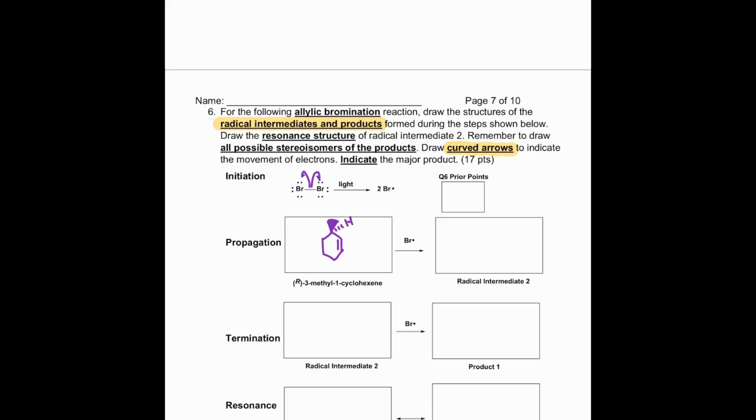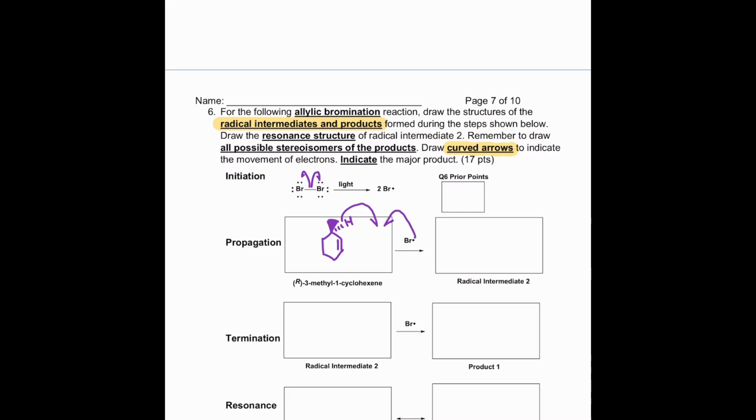And then from there, we are going to have our bromine and our hydrogen doing the propagation step. So from there, our hydrogen, or this bond that is right here, is going to reach out and meet halfway with the bromine.